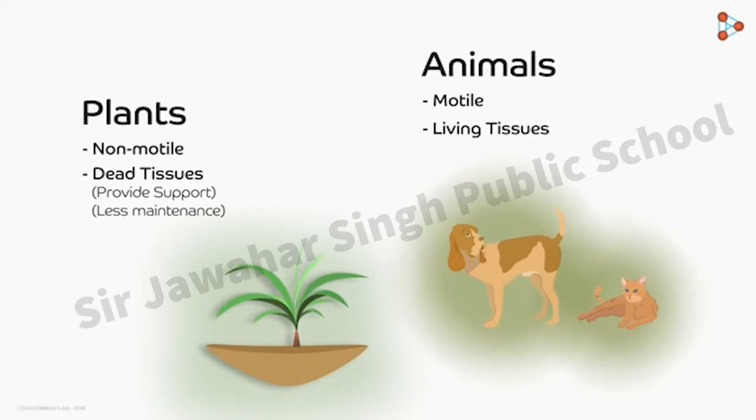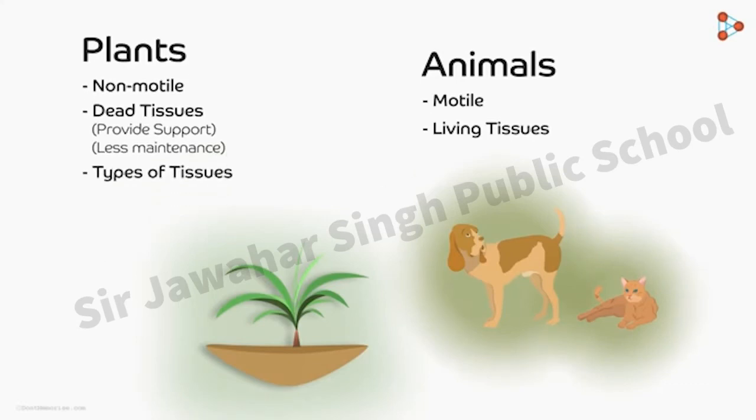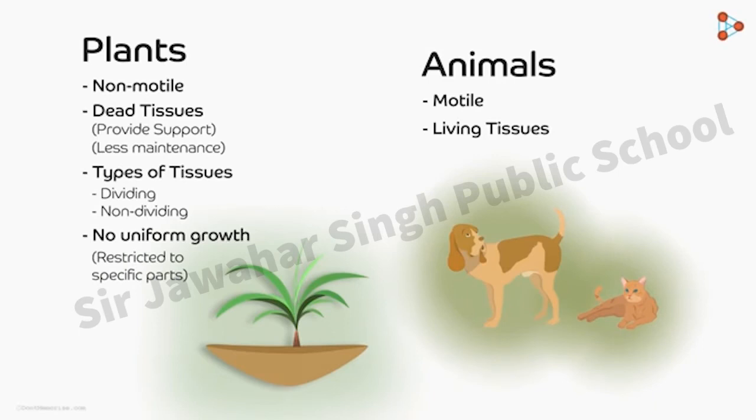Do you know that there are two types of tissues in plants? One type of tissue divides throughout its lifetime, while the other type of tissue does not have the ability to divide. What is the purpose of such a differentiation? Well, plants do not grow uniformly throughout their body. Their growth is restricted to some specific parts. In these parts, we find the tissues which can divide. On the other hand, there are parts which do not grow beyond a specific limit. They have the non-dividing tissues.